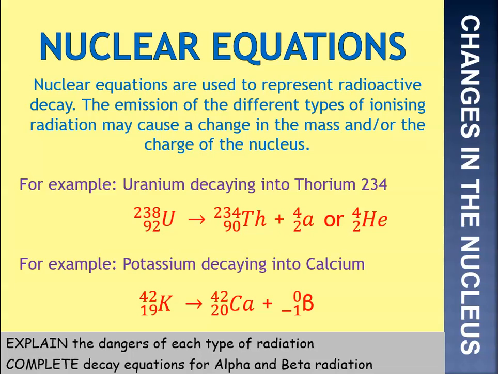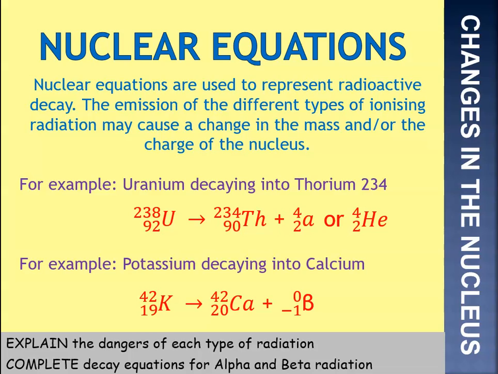Okay, so nuclear equations are used to represent radioactive decay, and the emission of different types of ionizing radiation could cause a change in the mass and/or the charge of the nucleus. So for example, uranium decays into thorium. We can see there it's emitted an alpha particle. When it's emitted that alpha particle, its mass number has gone down by 4 and its atomic number has gone down by 2. Because the atomic number determines what the atom is, if we lose protons, we change the atom itself.